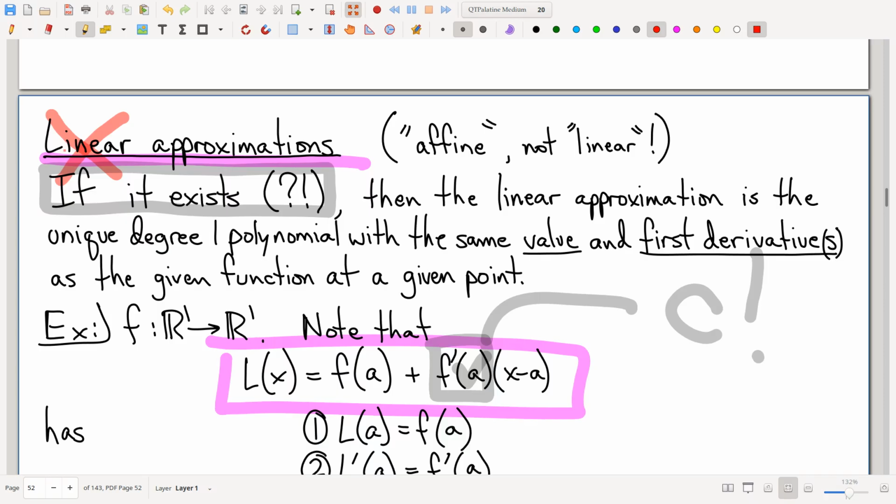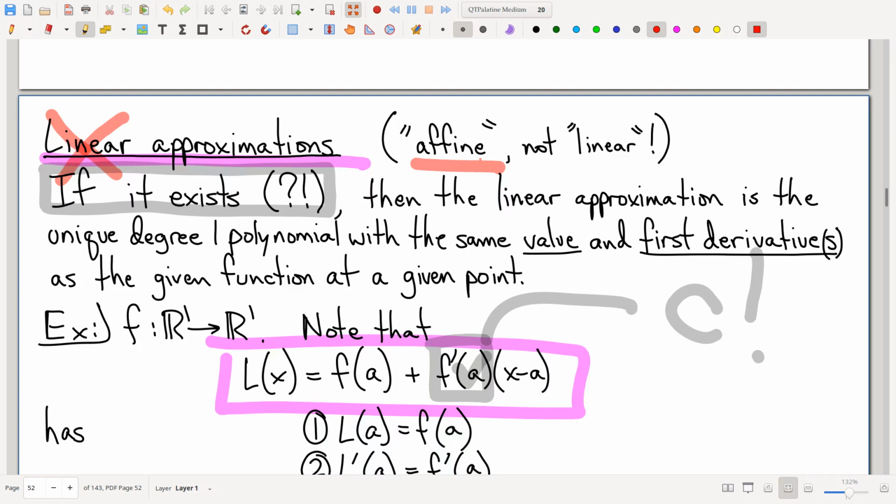So, unfortunate terminology, linear approximations are not linear. They are called affine. Affine is basically just a recognition of, okay, yeah, but come on. Clearly what we meant is, the graph is a line, right?